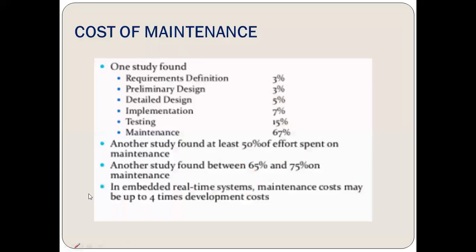Now, as I stated earlier in the first slide, 40 to 70% of the total SDLC cost is the maintenance cost. So that is a big number, right? So let's see here, certain studies and researches have been done in which they generalized the research and said that the requirement definition phase takes only 3%, preliminary design takes again 3% of cost, detailed design takes 5%, implementation takes 7%, testing phase takes 15%, and maintenance is taking 67%, that is more than 50%.